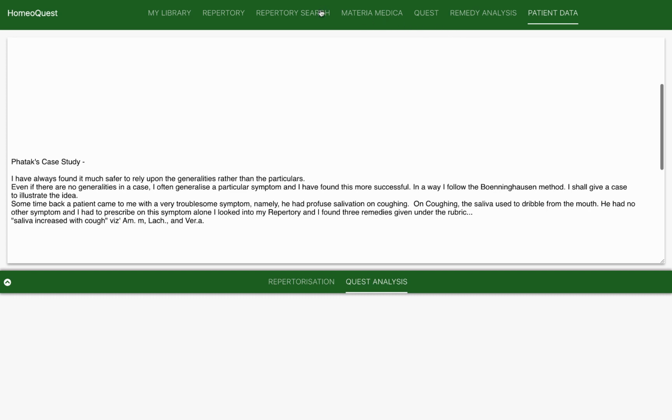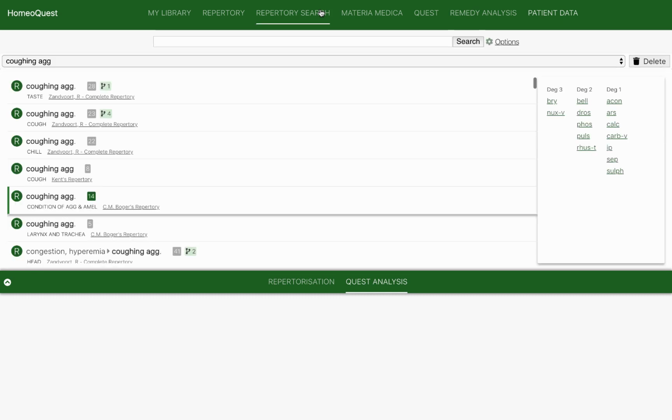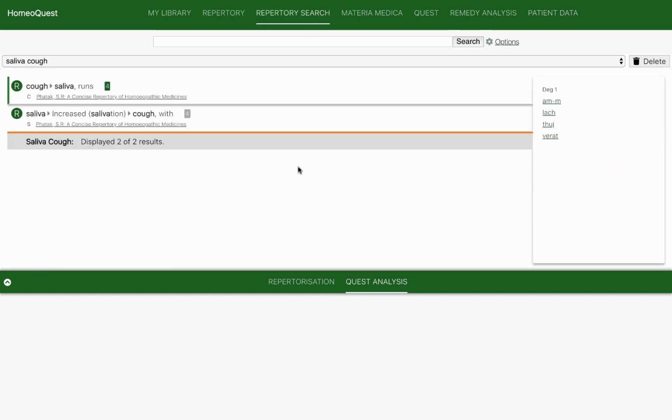So what we're going to do here is go into our repertory search, and I'm going to choose only Phatak's repertory here, just because we're looking at a Phatak case. But in general, I would choose basically all my clinical books such as Bönninghausen, Boericke, Phatak, and so on. In this case, I've put in saliva and cough, and when you do that, you have 2 rubrics coming up here. And this is the rubric that Phatak was talking about, salivation increased, cough with.